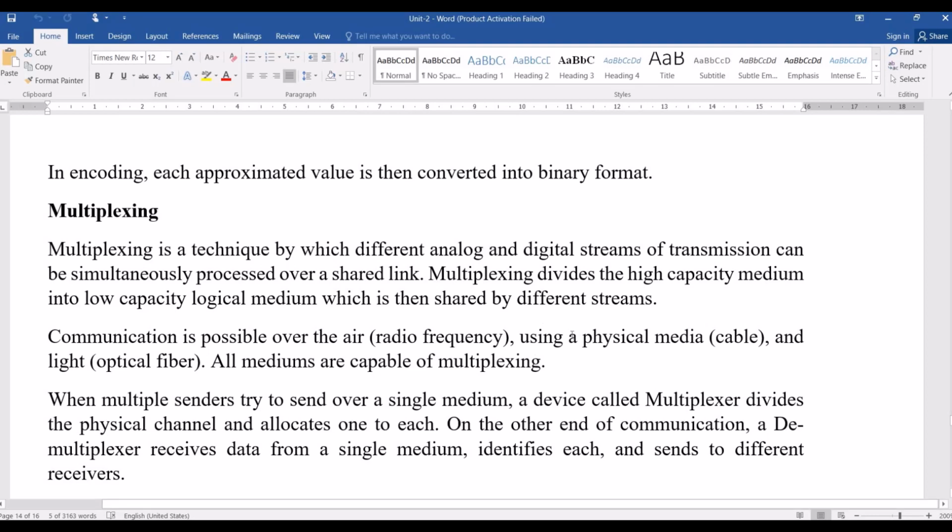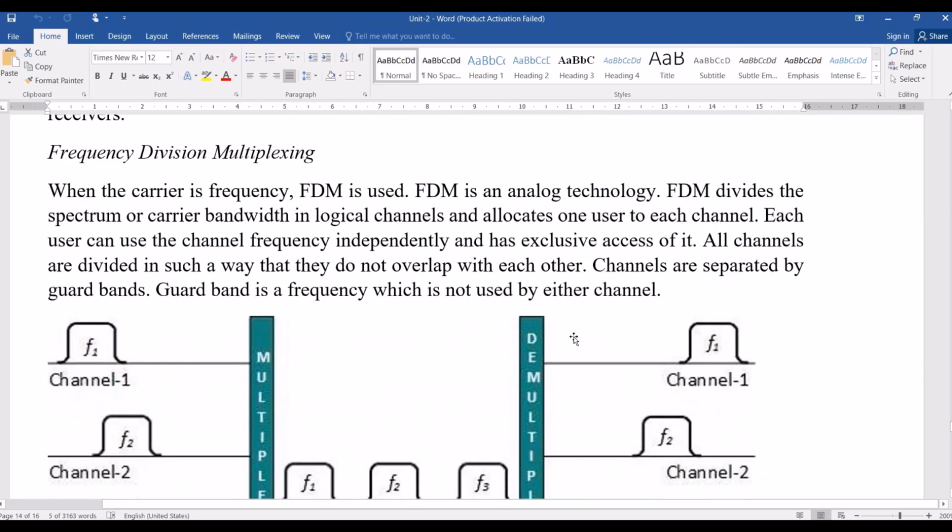Okay, that's clear. Under this multiplexing, we have different types of multiplexing.